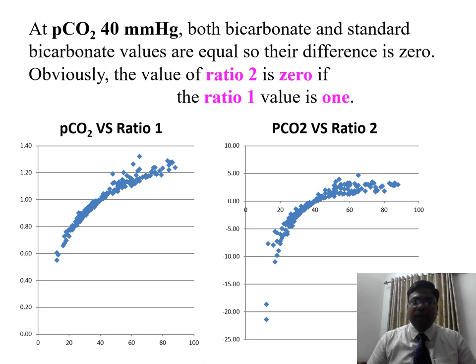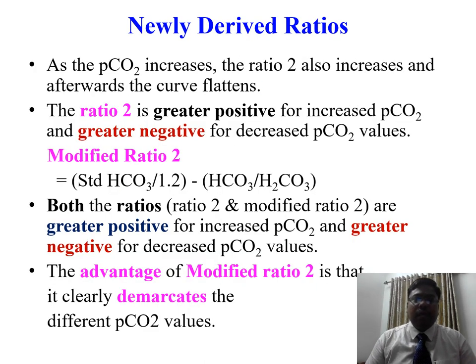It is clearly visible in the graph. Ratio 1 is 1 at PCO2 of 40. At that value, ratio 2 is 0 because both the bicarbonate and standard bicarbonate values are equal. As the PCO2 increases, ratio 2 also increases, and afterwards the curve flattens. Ratio 2 is greater positive for increased PCO2 and greater negative for decreased PCO2 values.